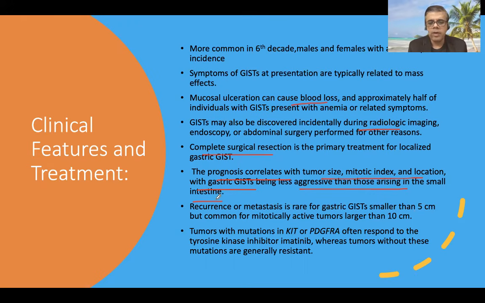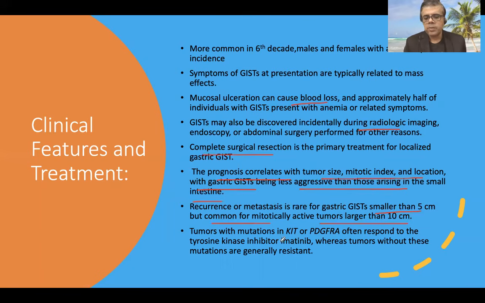GIST can occur anywhere, and gastric GIST is the most common site, but they are usually less aggressive compared to that of small intestinal GIST. And it also has bearing on the size. A size smaller than 5 centimeter has less chance of recurrence, but recurrence is fairly common for mitotically active tumors larger than 10 centimeter, because the margin of the tumor resection may not be free, and some amount of tumor may be retained in the body. So that can cause the recurrence of the tumor.